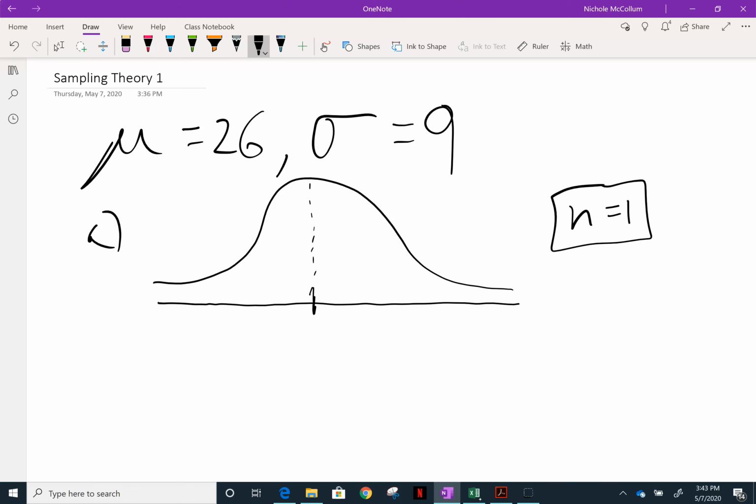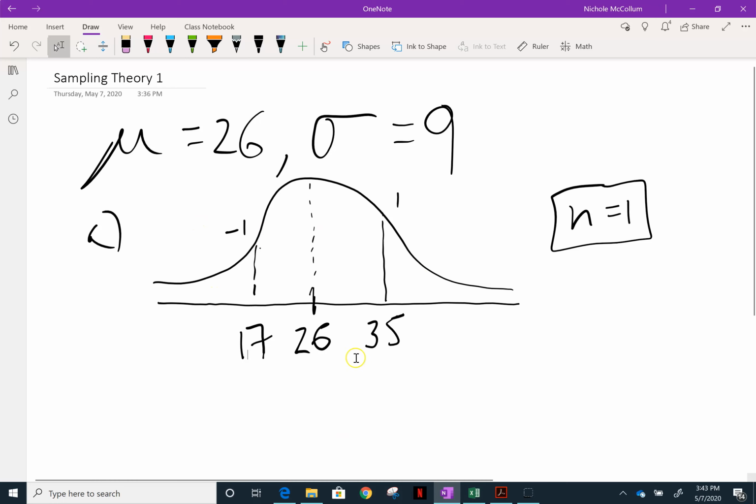So what do I know about the normal distribution? Well, 26 goes in the middle because the mean should go in the middle. The ones and the negative ones are all about the standard deviation. So if I add a 9 to the 26, I get a 35. And if I subtract off, what do we get there? 17, because 17 plus 9 is 26. And so I get an idea of the spread of Twitter users and how long they spend on Twitter posting and reading files.